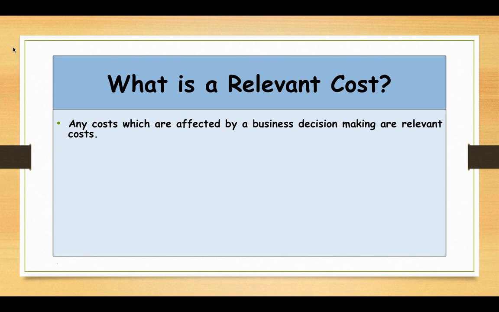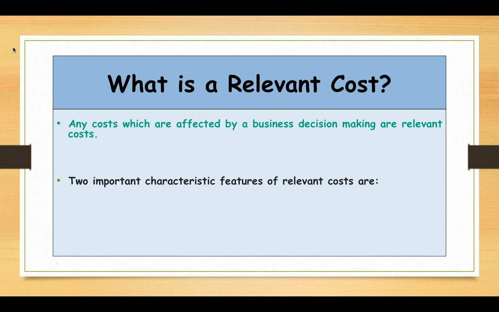When deciding a relevant cost, we need to think what are the future cash flows that are affected by the business decision. So relevant cost will be incurred in the future. They are cash flows. So we are going to see the two important characteristic features of relevant cost. Number one, they will occur in the future. But we have to be very careful here because not all future cash flows are relevant.